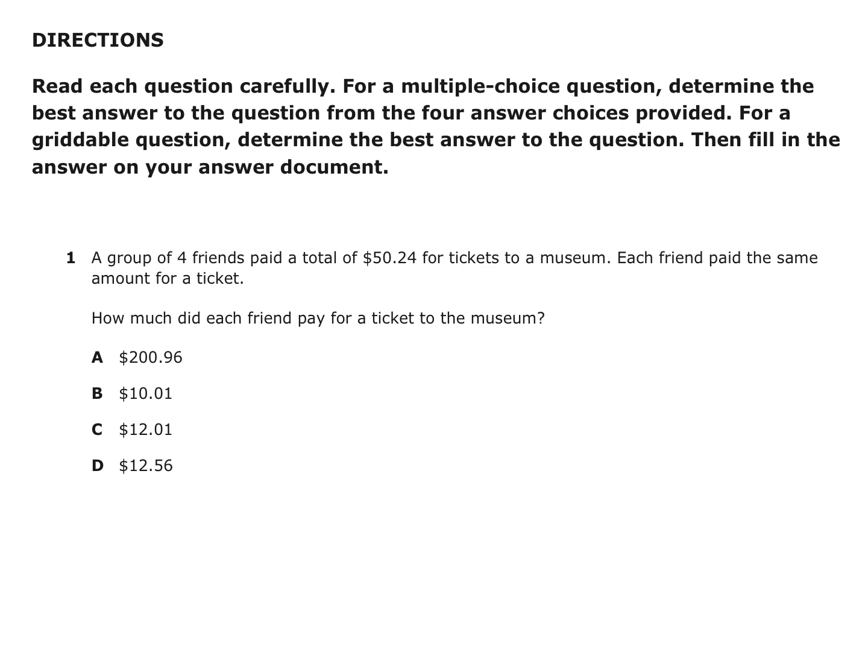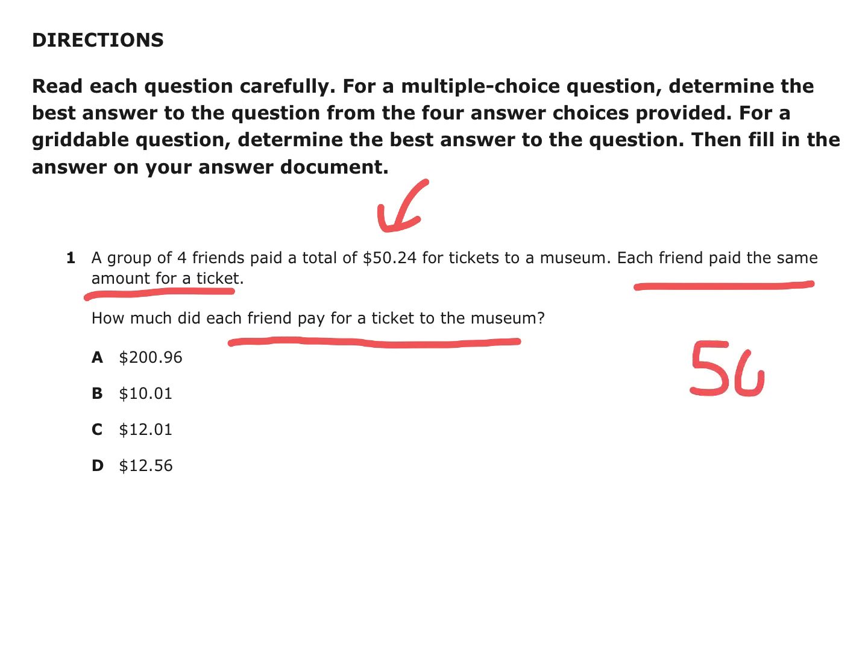Okay, let's take a look at problem number 1. A group of 4 friends paid a total of $50.24 for tickets to a museum. Each friend paid the same amount. How much did each friend pay for a ticket? In this case, you have a total of $50.24, and that has to be divided by 4 evenly. So we're going to take 50.24 and divide that by 4.